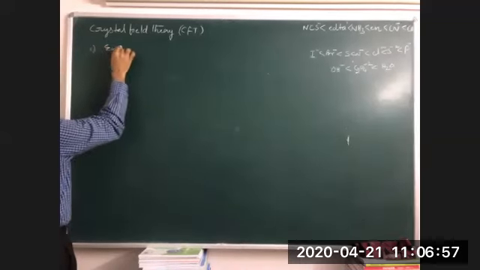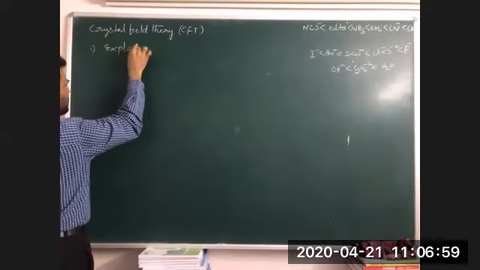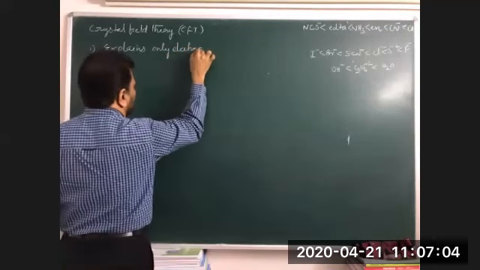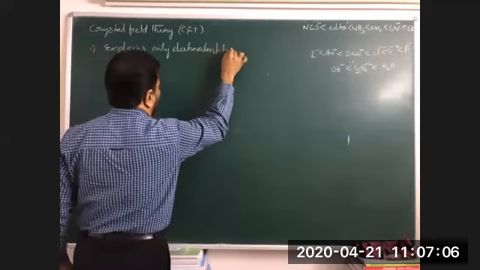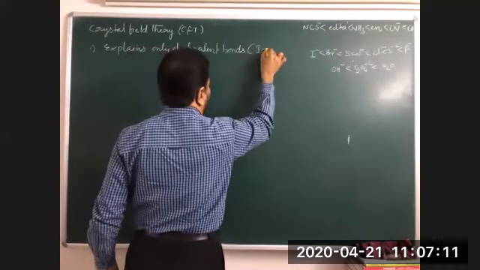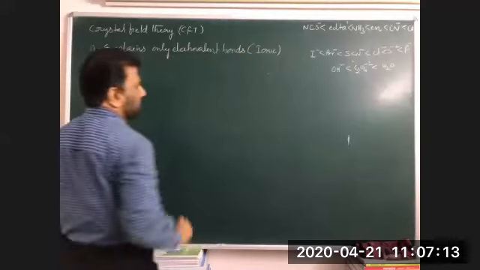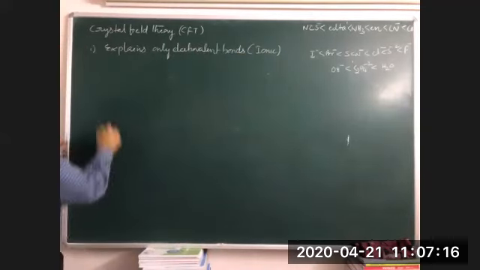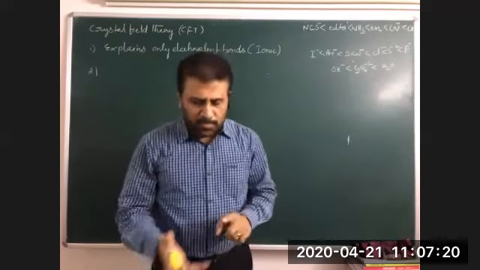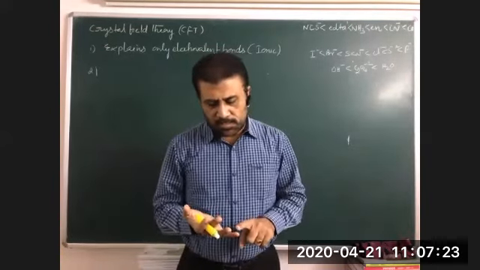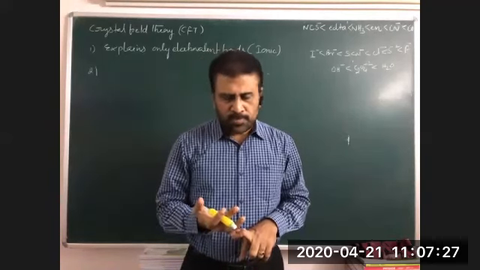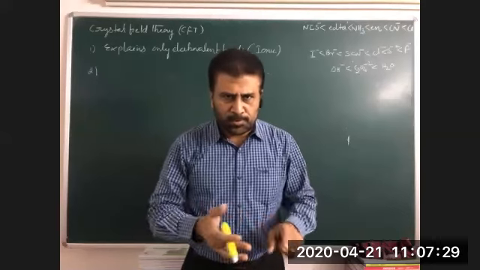It explains only electrovalent bonds. What are electrovalent bonds? Nothing but ionic bonds. And in this theory, the central metal atom is there with the oxidation state positive or zero. Ligands are also there. The fundamentals remain as such, but the approach differs.